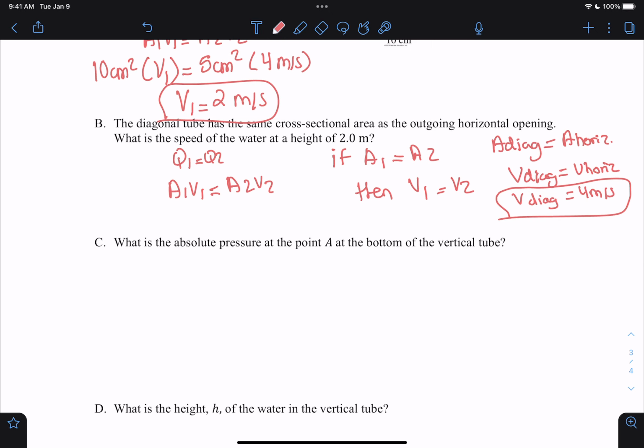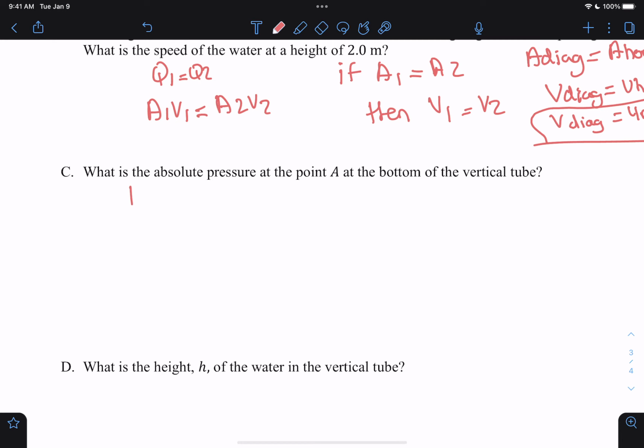So we have PA, right? Let's say PA like this. Oh, wait, can you guys hear me still? Because I think my headphones just died. Okay, cool. So PA plus rho g hA plus half rho vA squared is equal to PB plus rho g hB plus half rho vB squared, right?